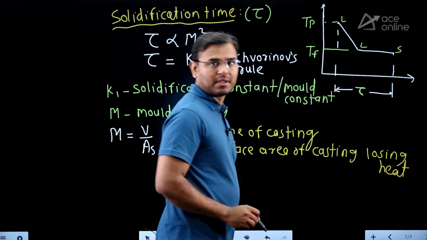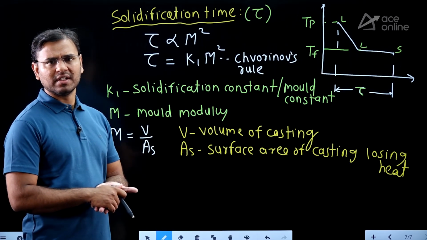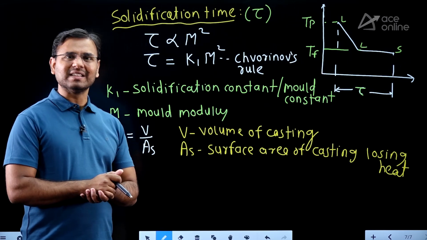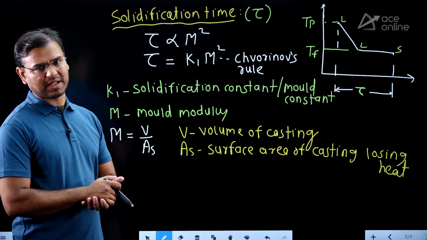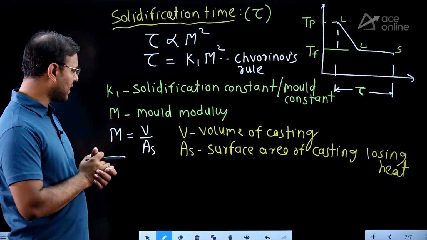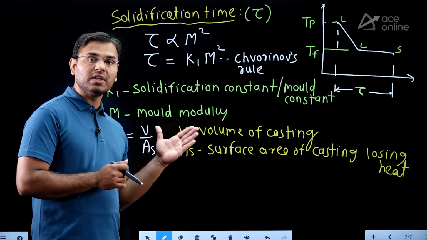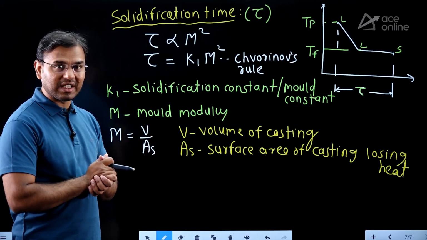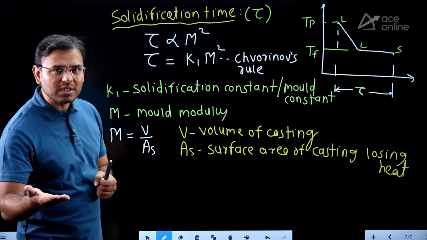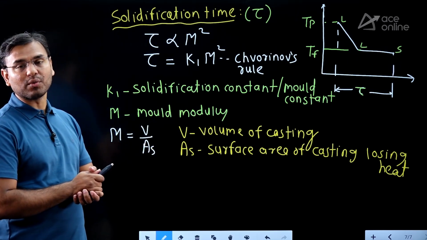Guys, in one of the questions, they can say that one component is given. Suppose a cylindrical cast component is given, and they mention that the top surface is not transferring heat. What is the surface area in that case? It is the surface area of casting losing heat; the top surface is not losing heat. Then the curved surface of that cylindrical component and only the bottom surface are transferring heat, so only those two surfaces we have to take.